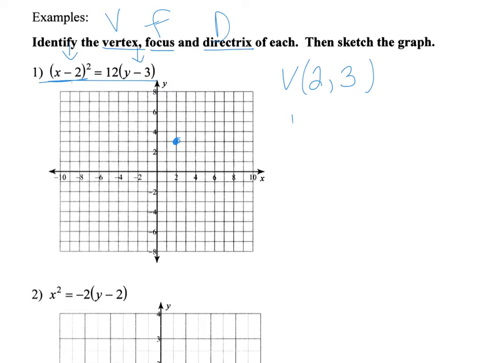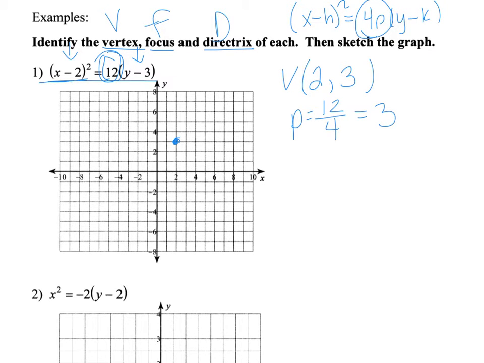The next thing we need is our p. So that's the next thing we look for. The p comes from whatever's next to the non-squared unit. So in this case, it's the y, and it will always be for us. So that's 12. To find p, we just take it and divide it by 4, because remember, the equation is 4p (y minus k). So whatever this number is, we divide it by 4, and that gives us that distance between the vertex and the focus.